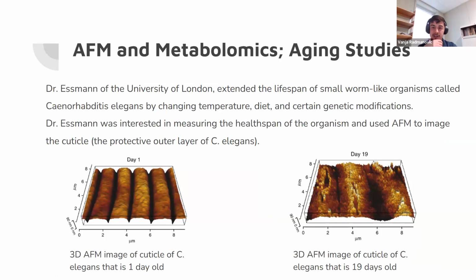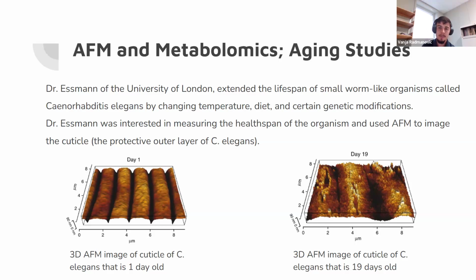And here, as the last example, which I thought was very interesting, I found a study where they were studying the aging process. Here, Dr. Esmond of the University of London and colleagues were studying these small worm-like organisms called elegans, and they knew that if they changed certain factors, they could extend these organisms' lifespan. If they changed the temperature where they lived, or changed their diets, or modified certain genes, they could extend their lifespan to 2 times longer, or 3 times, 4 times, stuff like that.